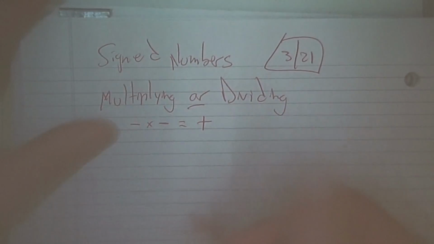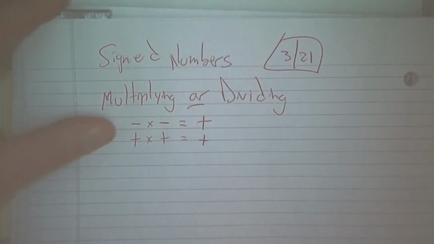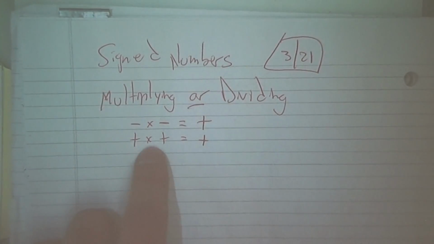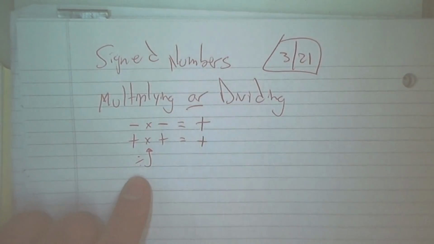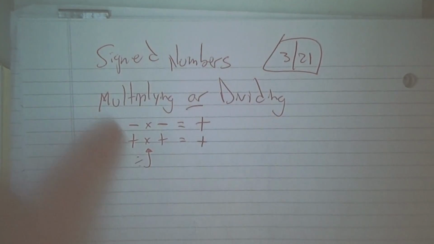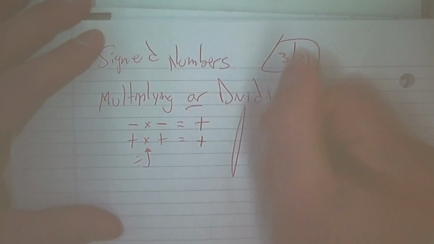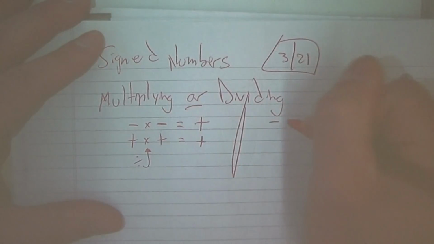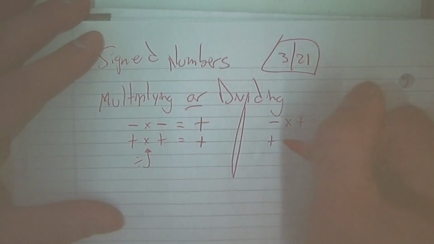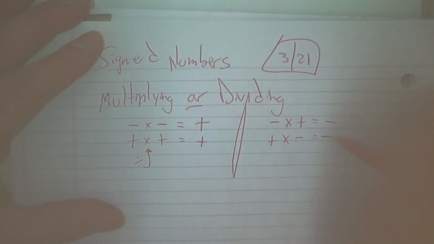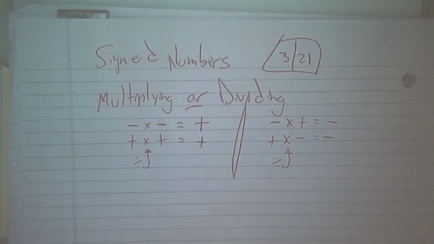The reason being, well, a positive times a positive, we know that equals a positive. Same holds true for division. We could just as easily say division. It's the same rule. So a negative divided by a negative is a positive. That opposes a negative times a positive equals a negative, or a positive times a negative equals a negative. And the same holds true for division. All right?